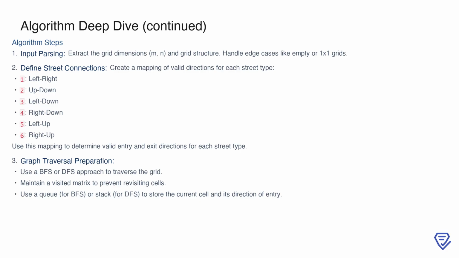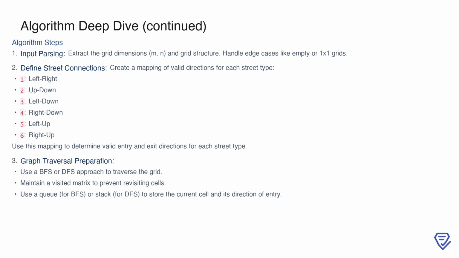The algorithm begins with input parsing, where we extract the grid dimensions and structure while handling edge cases like empty grids or single-cell grids. Next, we define the movement rules for each street type. For example, street type 1 allows movement left and right, type 2 allows movement up and down, and so on. These rules are essential for verifying valid paths during traversal.